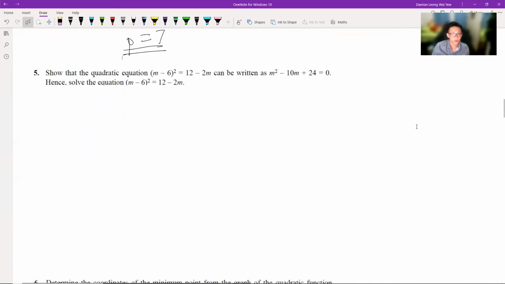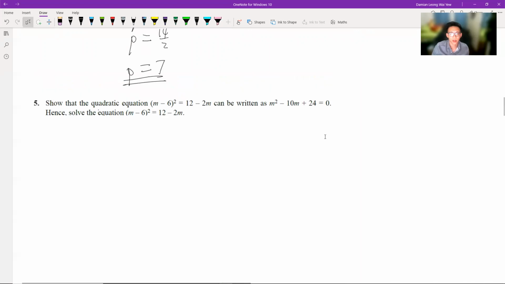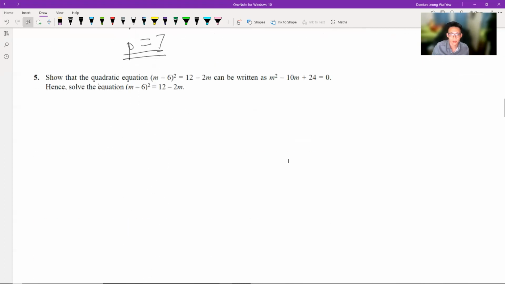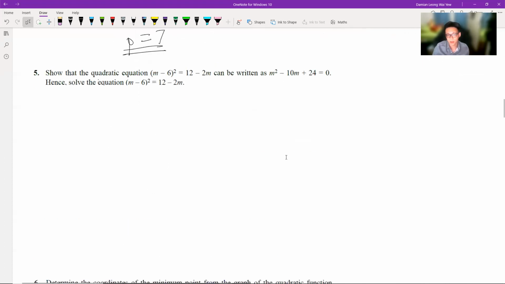Now, question 5. Show that the quadratic equation m minus 6 squared equals 12 minus 2m can be written as this. So basically, I just need to rearrange this into the general form. Hence, solve. So it's basically the same as what I've been doing in my part K, or even my part I. Basically, I just expand, put in general form, and then solve.